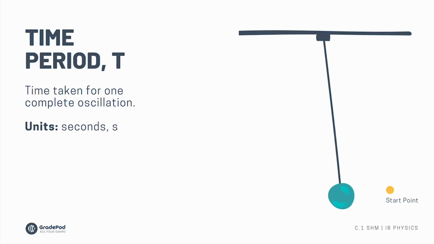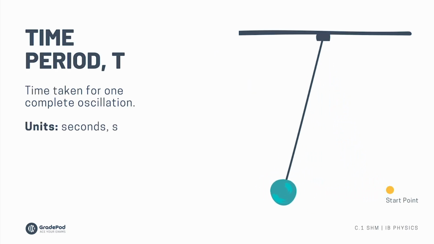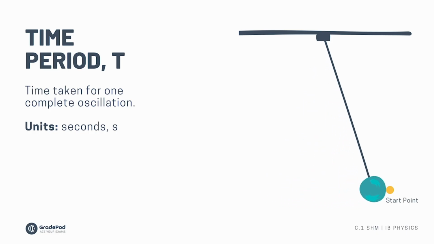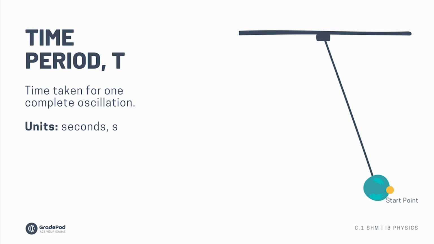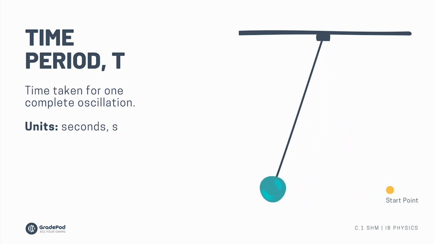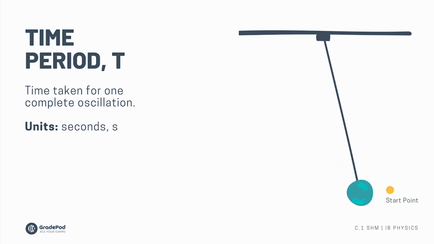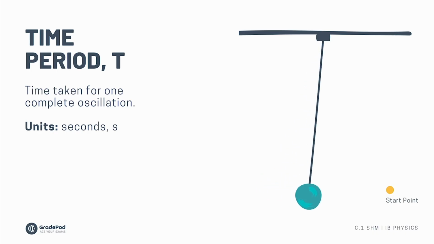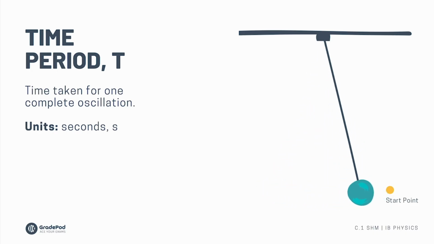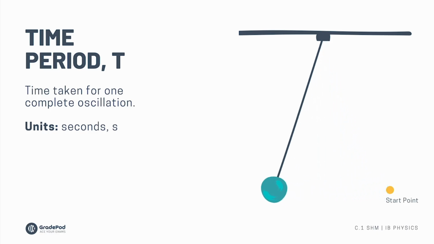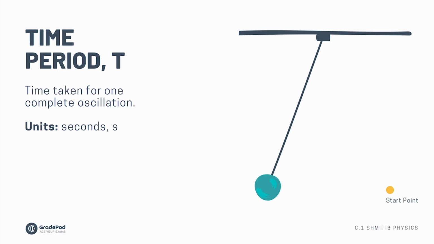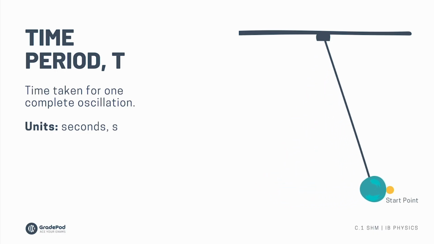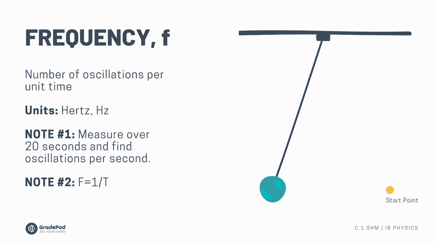The time period for an object undergoing simple harmonic motion is basically the time taken for one complete oscillation. And you can see this pendulum here is undergoing simple harmonic motion. The start point is the small yellow dot. And the time period would be the time taken to leave the start point now and return to the start point. And you would simply use a stopwatch to determine what that is. It's measured in seconds and is given the symbol capital T.